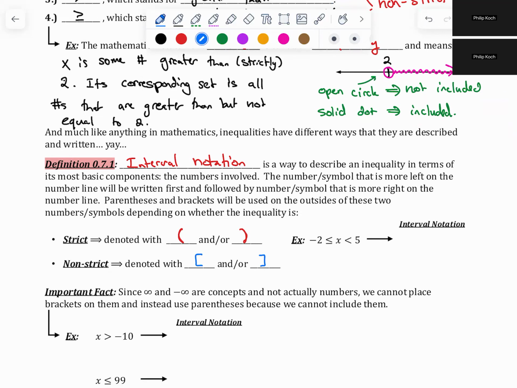So I've got what we call a compound inequality here: -2 is less than or equal to x, and it's less than 5. If you want to, you can write this down. What this means is x is greater than or equal to -2 and x is less than 5.